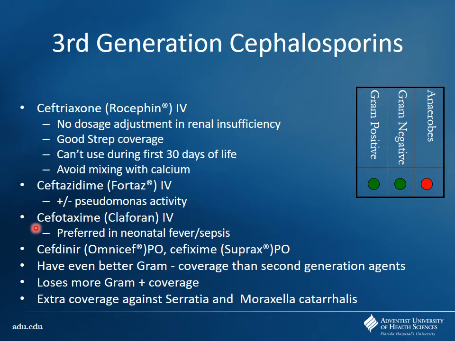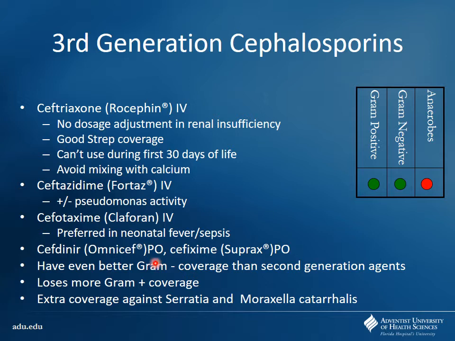Cefotaxime though is used. This is going to be the preferred third generation cephalosporin for neonatal fever and sepsis. So if you have a neonate that comes in, they don't have a very good immune system, and they have a fever, one of the things you have to rule out is going to either be sepsis or meningitis. And so in this case, they will use a third generation cephalosporin because it has really good gram-negative coverage and has okay gram-positive coverage. And so we'll use this very frequently as an alternative to ceftriaxone because we already mentioned you can't use that during that first month of life.